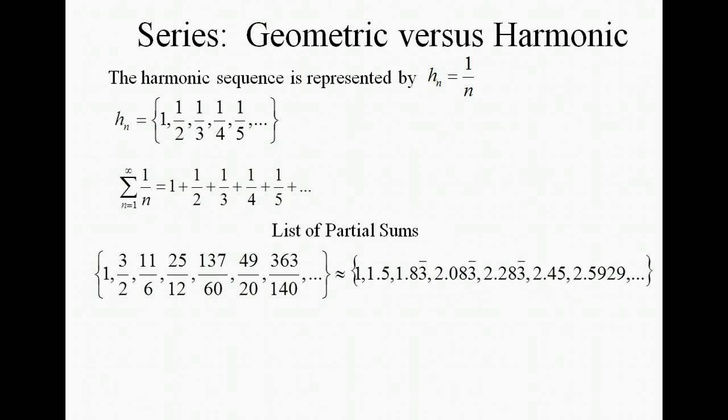Now they're starting off the same. Both sequences, the geometric and the harmonic, have the first two terms of 1 and then 3/2 for their sums. But then it changes for the harmonic. Notice that when you look at the terms of the series in decimal form, they tend to keep growing and growing, not approaching any specific number. Although they're growing very slowly, they don't seem to be tapering off to any specific number.